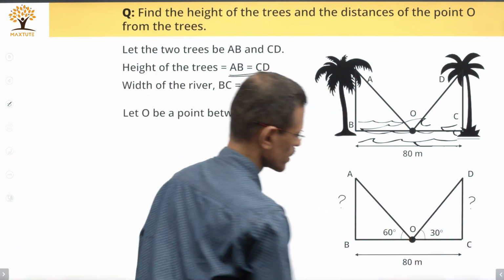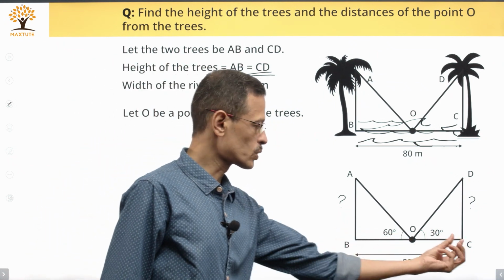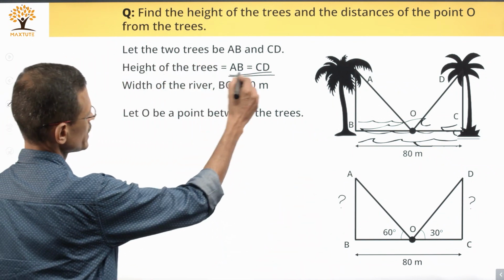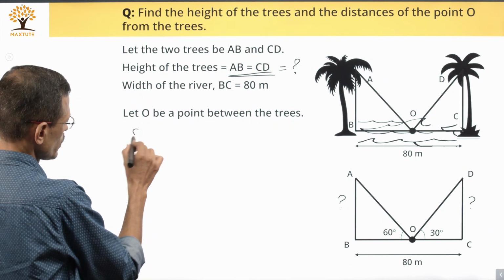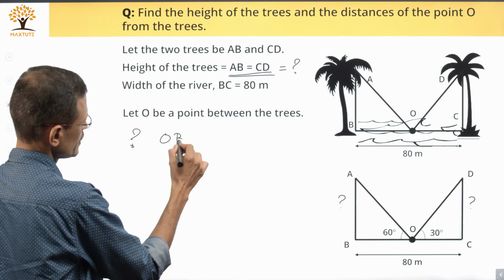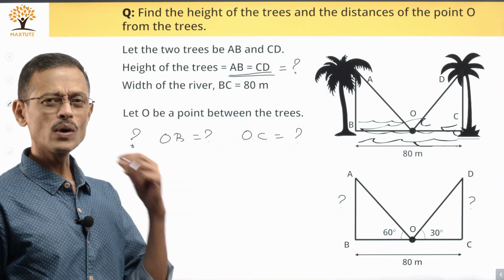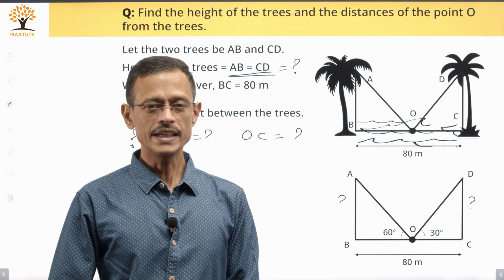The second thing that we are computing is the distances of point O from the two trees, which means we need to find out OB and OC, right? So, we are finding out AB equals CD is equal to what, which is one thing. The second thing to find out is what OB is and what OC is. One thing that we know is OB plus OC together is equal to 80.